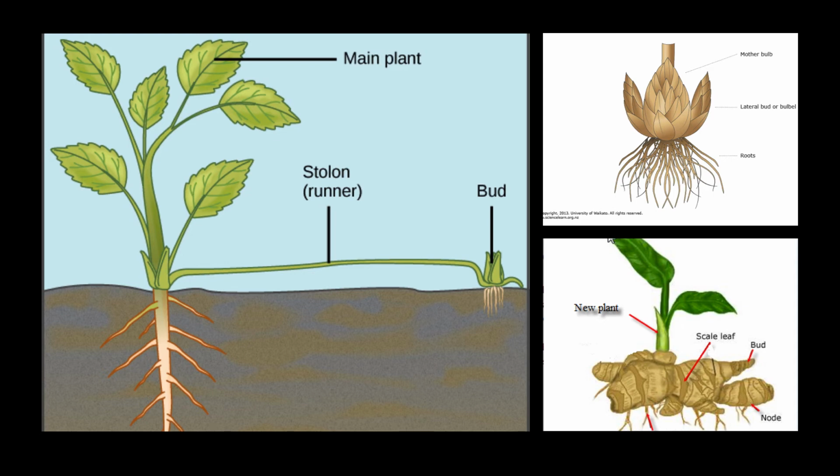Plants that utilize this method are strawberry plants, and they often form many different runners, resulting in several different plants coming off of it.